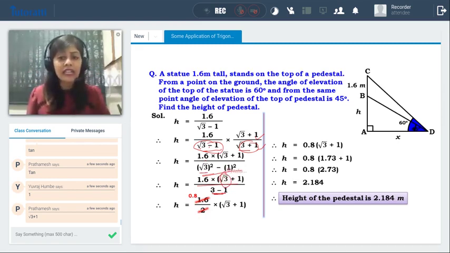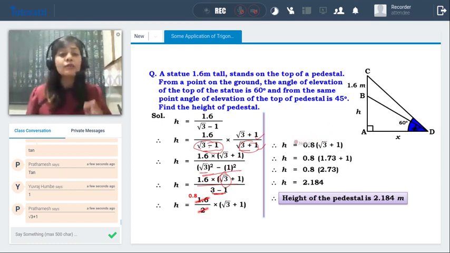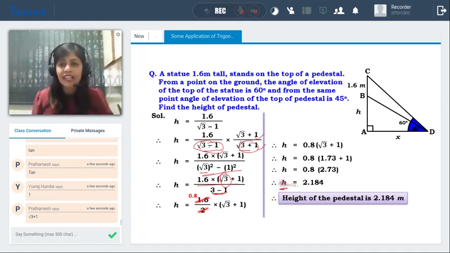I'm not going to get into the details of calculations. The rest of the multiplication can be done. Do not substitute for root 3 unless and until it is in the numerator. Otherwise, you're just going to make your life difficult. So never do that. Directly we've got h, and that was the height of the pedestal. So we got what we want, hence the result.